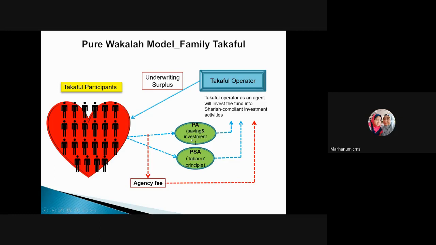So whatever product is offered, the necessary part is this account, which is the risk fund account, the participant special account. Why? Because that is the purpose of Takaful products, to cater for pure risk, like a death benefit, like an accident benefit.